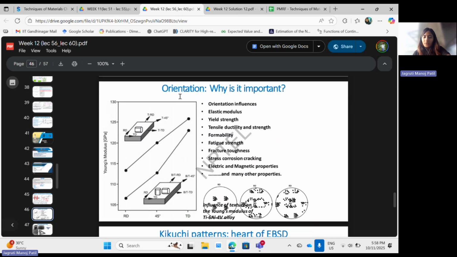And orientation is important. Why? It will influence how each and every atom is placed within the planar surface that you're trying to see. And that will eventually affect all of your mechanical properties: the elastic modulus, the yield strength, ductile strength, fracture strength, fatigue strength, the stress and strain of your material. Some electrical and magnetic properties will also be affected because of the arrangement of these atoms in a particular manner.